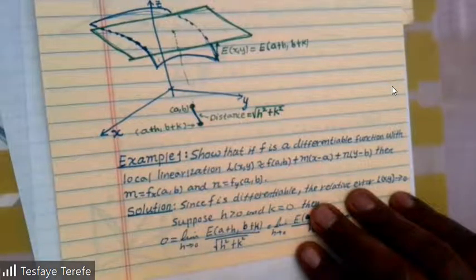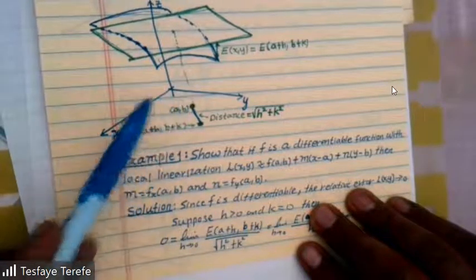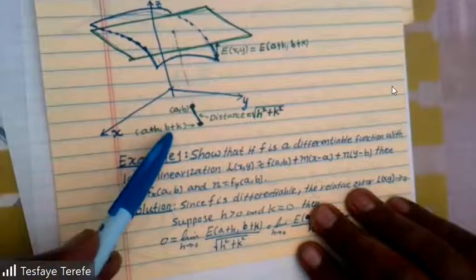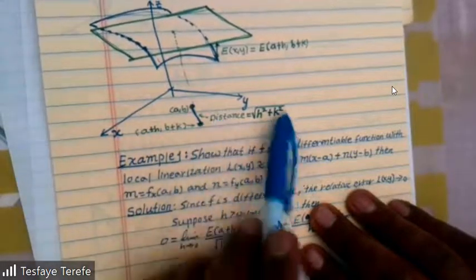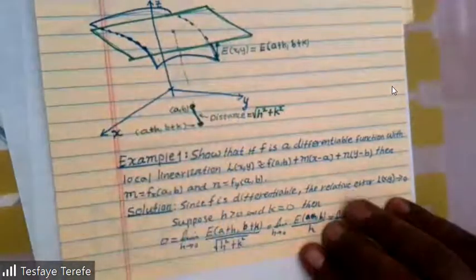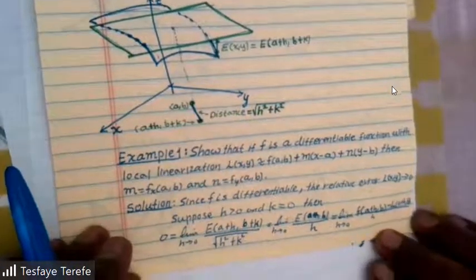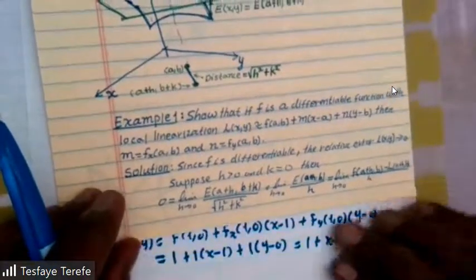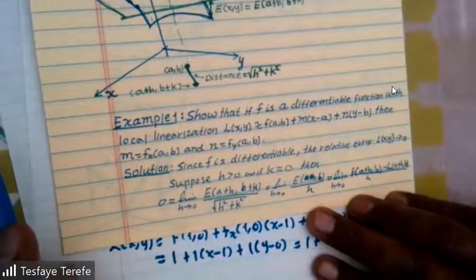And for what value? Well, if (a, b) is located here, and (a plus h, b plus k) is located here, the distance is going to be that. You remember, when we normalize, we divide by the distance. All right, let's do one example, and I'm going to move very quickly because we are running out of time.